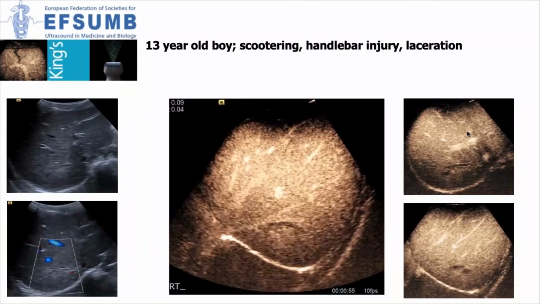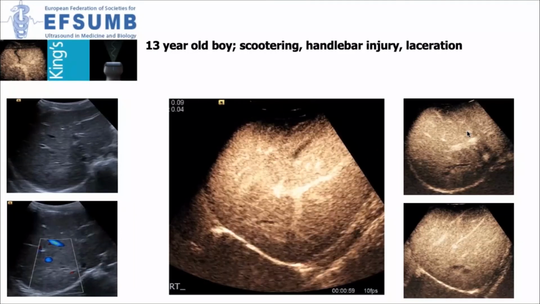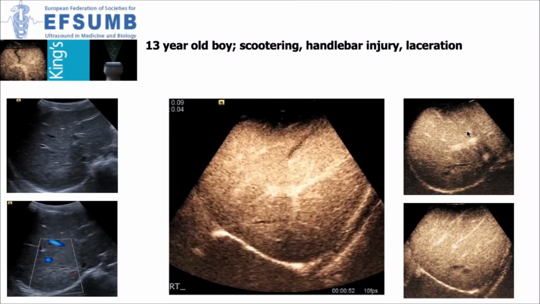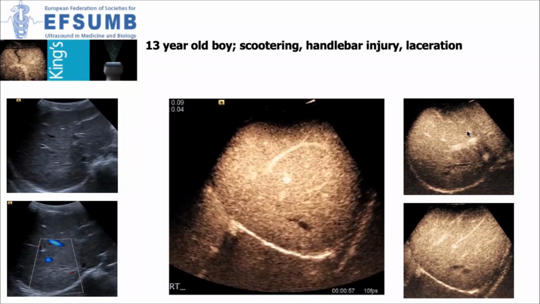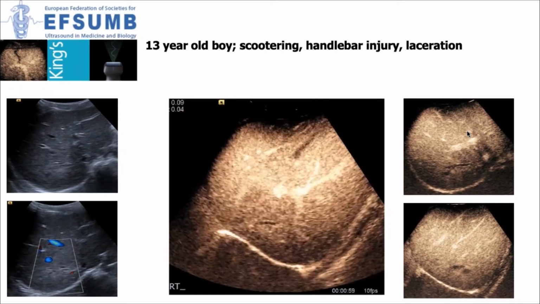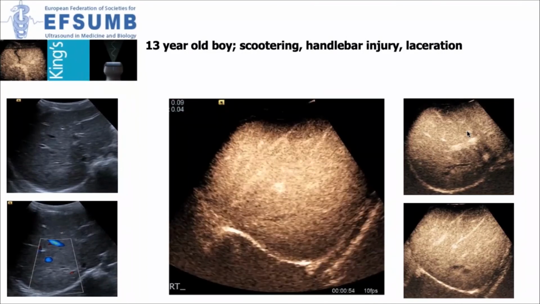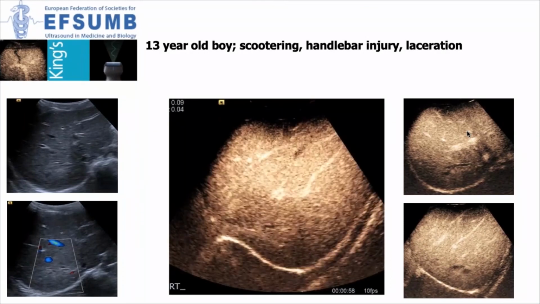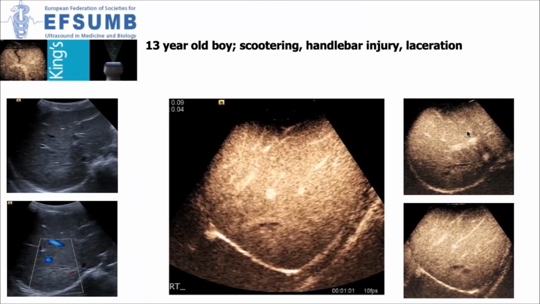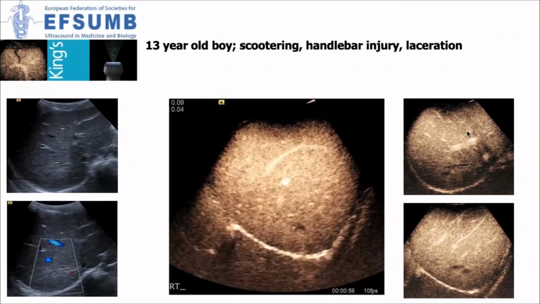In terms of what we can identify as well, we can identify the very subtle lacerations, and you have operator dependence on this. So as long as you can see well with conventional ultrasound, contrast-enhanced ultrasound will boost your appearance. For example, this small handlebar injury of a 13-year-old, that laceration can be followed up. It does not need biphasic CT every time. And over the course of a couple of weeks, that's a few scans that you can be sparing that child.